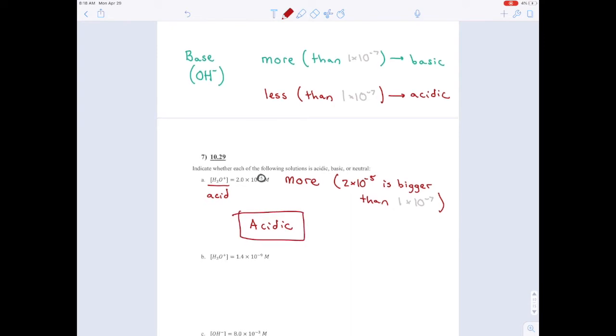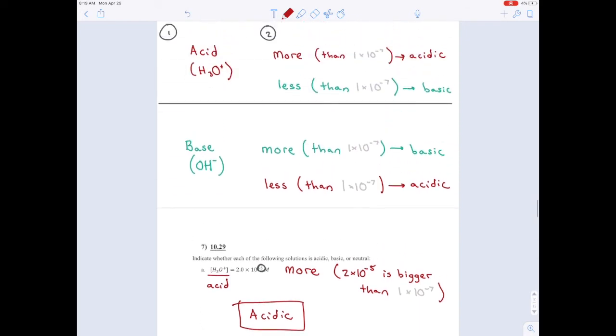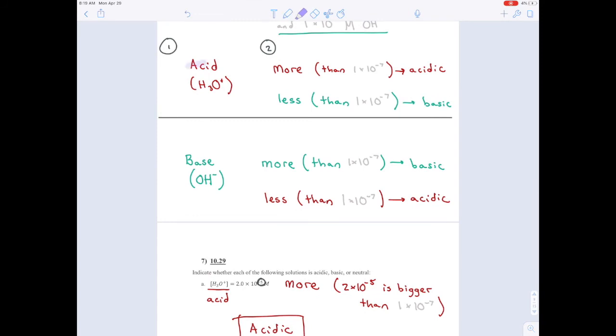Okay, for B, first ask yourself, are they giving you an acid or a base? They're giving us H3O+, which is an acid. Okay, next, is 1.4 times 10 to the negative 9th bigger or smaller than 1 times 10 to the negative 7? This has more zeros in front of it, so it is smaller, which means you have less. So we have less acid, okay? We have acid less, the solution is basic.